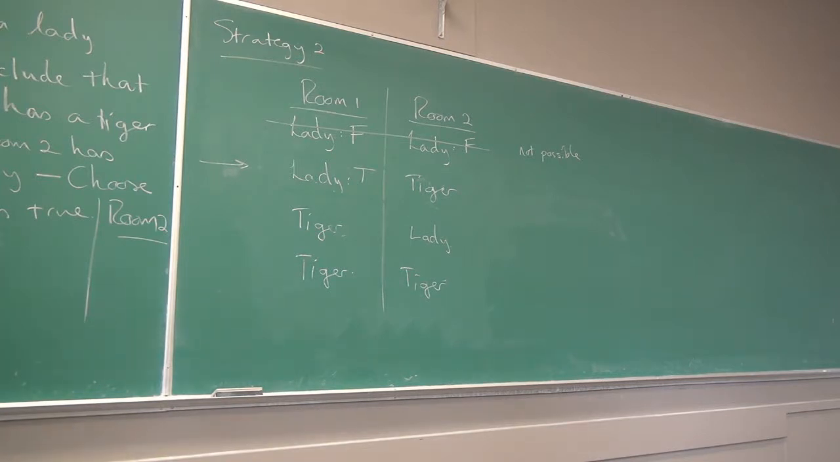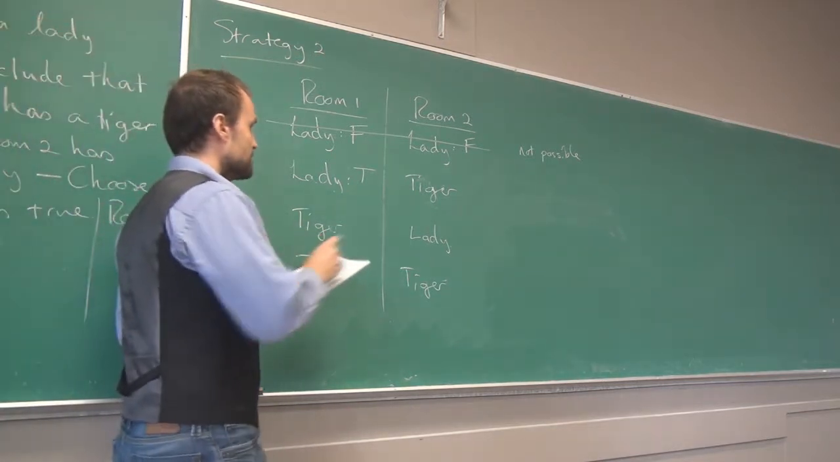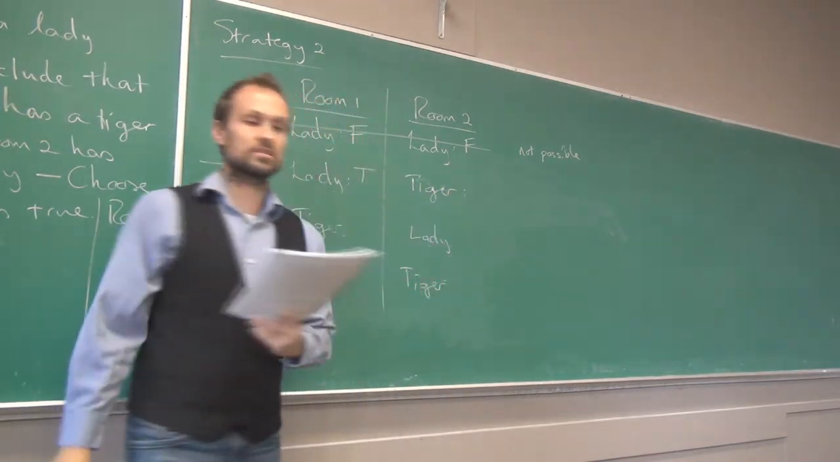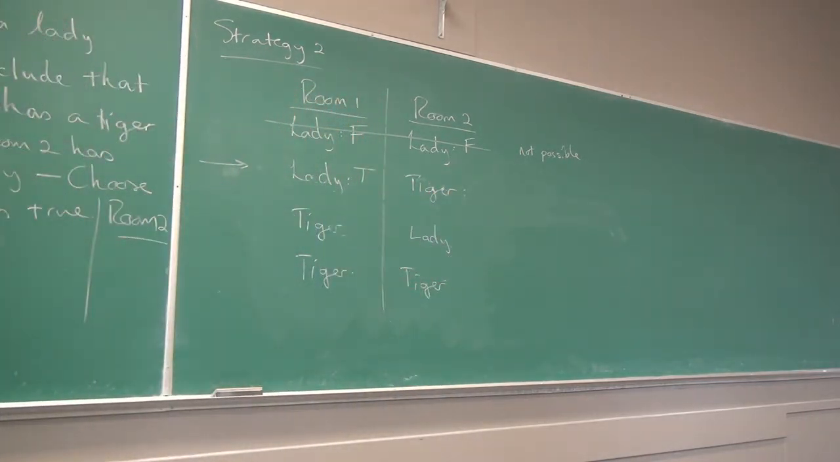Door 2 is saying something as well, similar but not the same. Trying to see if that's true or false. It says, in one of these rooms there is a lady, and in one of these rooms there is a tiger. Is that true or false? That is true.